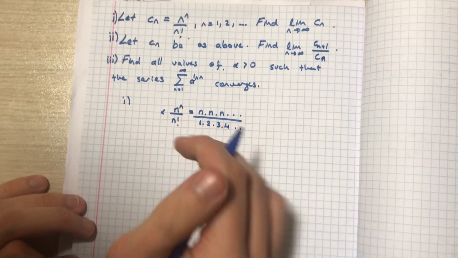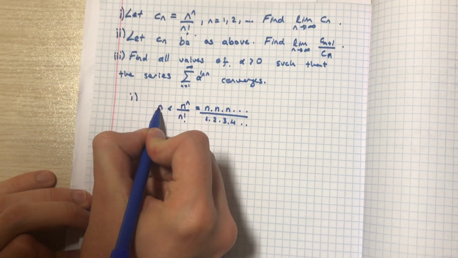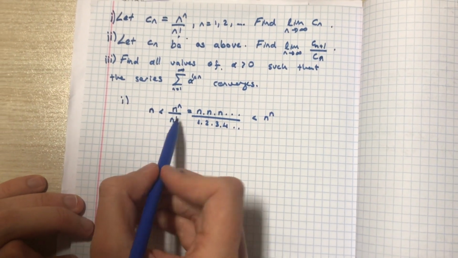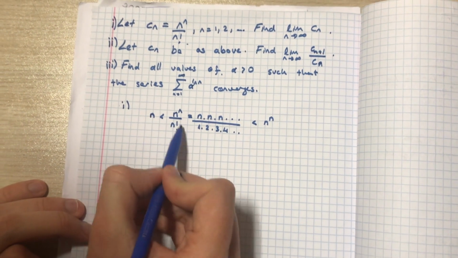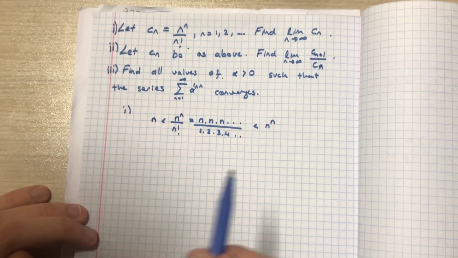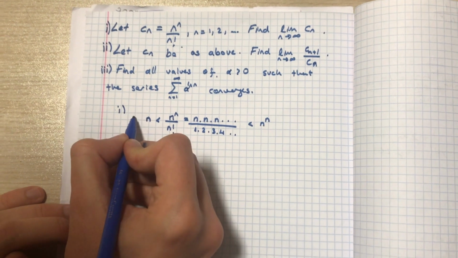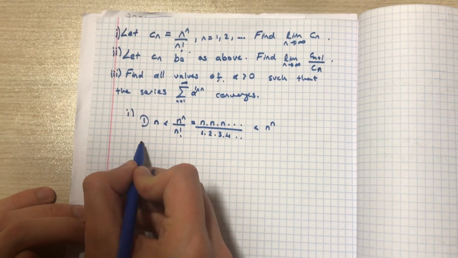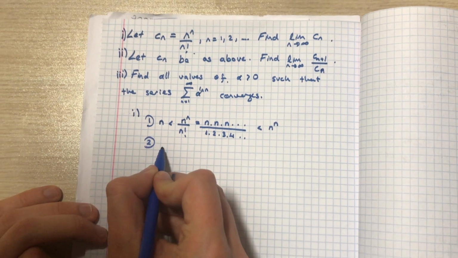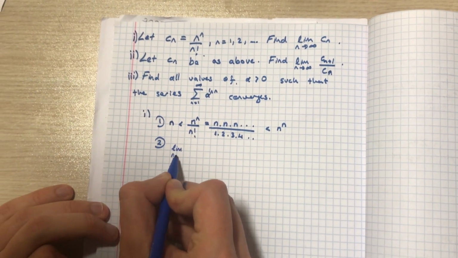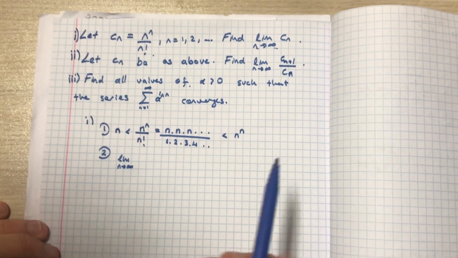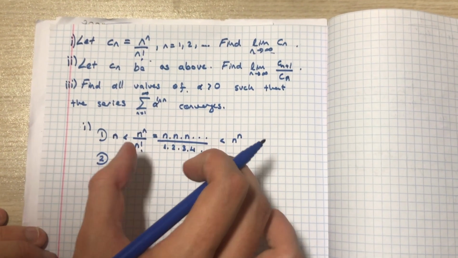this part is actually bigger than n, and this part is actually bigger than n over n, since it is like the division of n factorial. So this is the first part of the squeeze theorem, and the second part will be we may use limits, since the question asks for the limit. Here is the asked part.